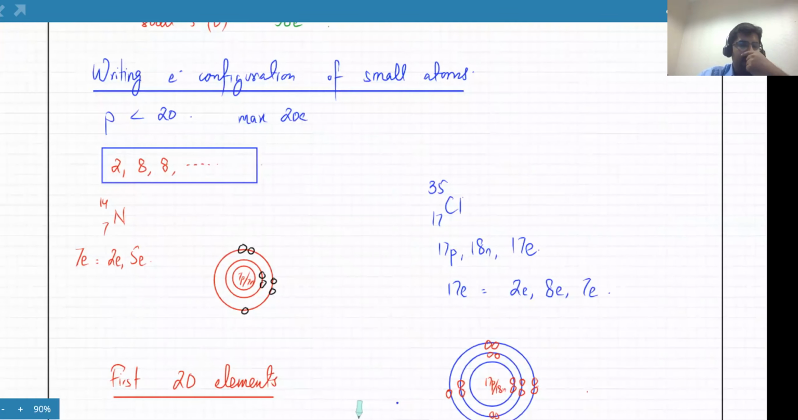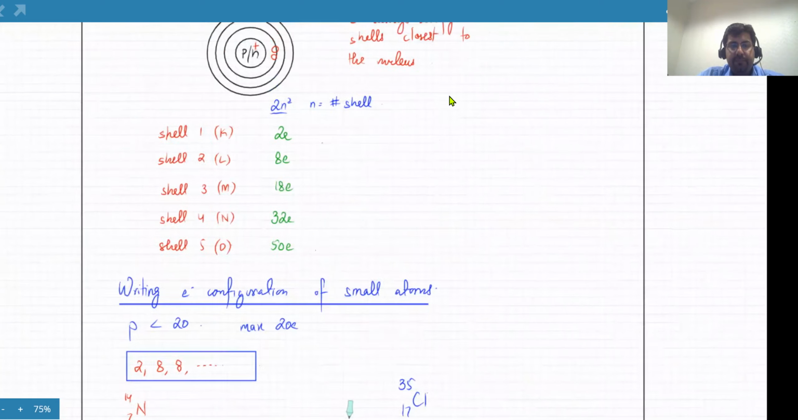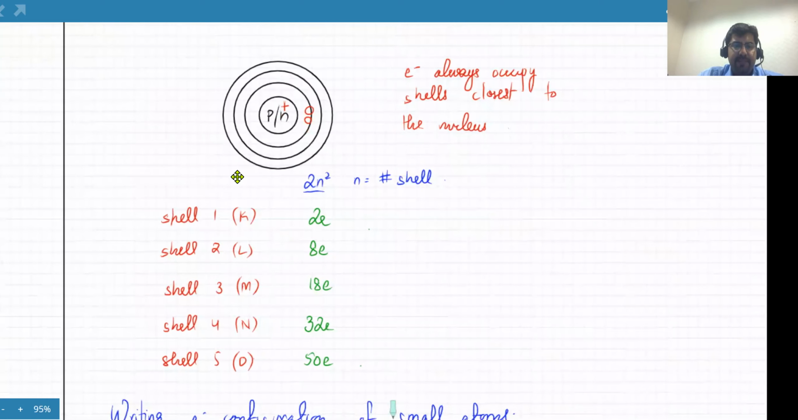So the last thing that we were doing was learning how to write electronic configuration of small atoms. I told you that electrons are filled around shells, and hypothetically you can have a lot of shells, but basically every atom has a very fixed number of electrons, so you don't need that many shells. Shells are simply regions around the nucleus where the electron is actually kept. The electrons are attracted to the positive nucleus in the center, and these are the shells.